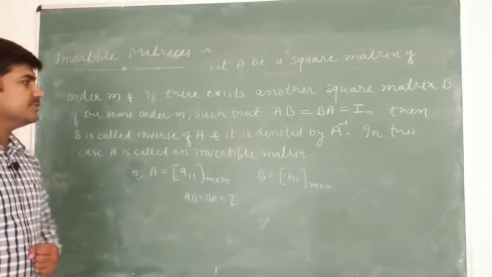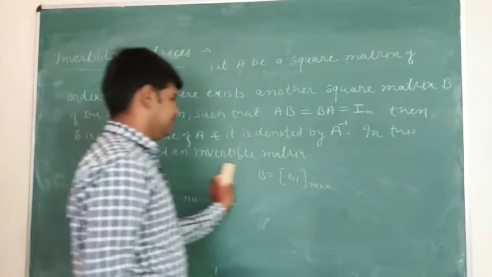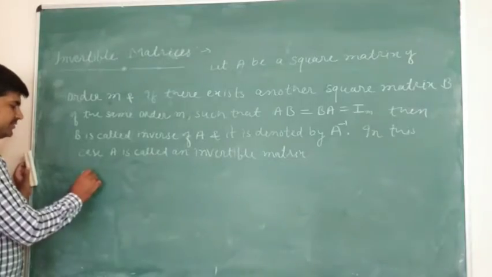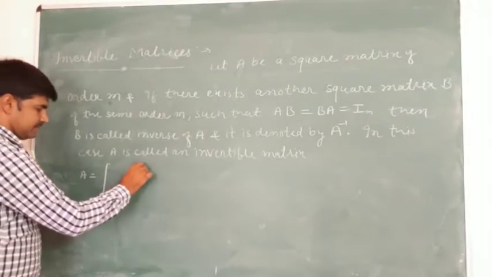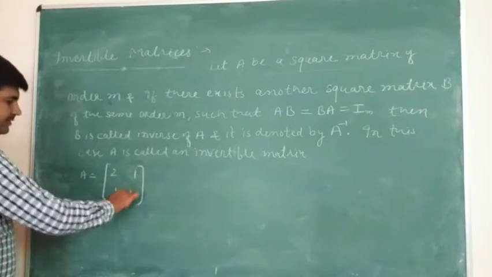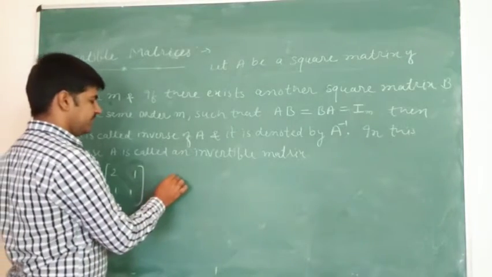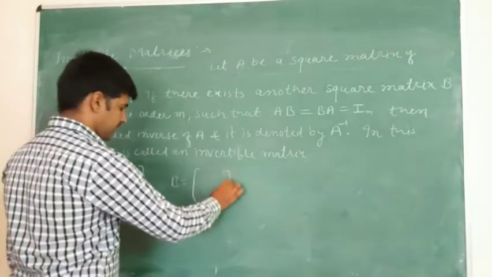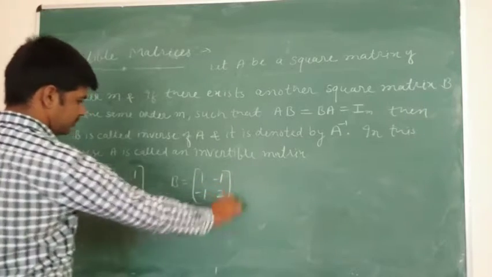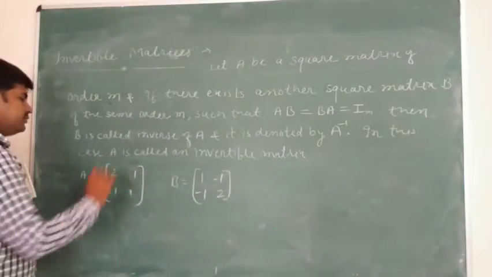Now I will take an example, students. I am taking a matrix A whose elements are 2 1 1 1, and another matrix B of the same order, whose elements are 1 minus 1 minus 1 2. What do you notice, students, about these two matrices?